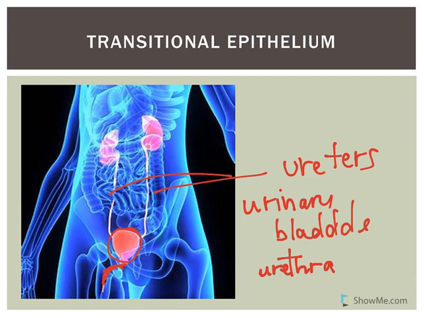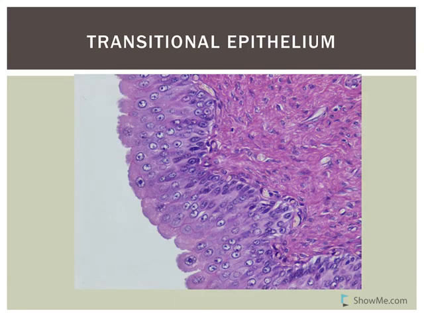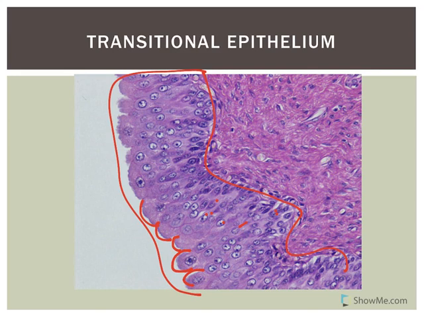Now here, just to show you kind of what it looks like, from here out is your epithelium. You see multiple layers, with a lot of different shapes, but you look here, these dome cells. This is a relaxed bladder that you're seeing. Okay, so that's what you see with transitional epithelium.